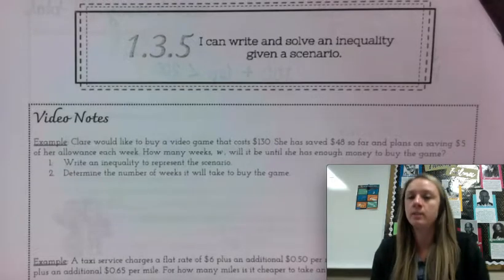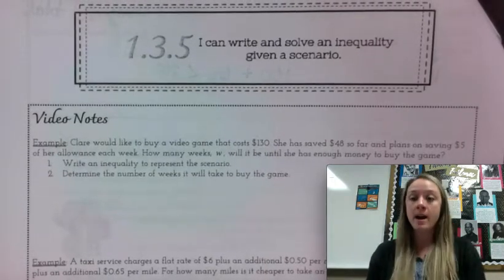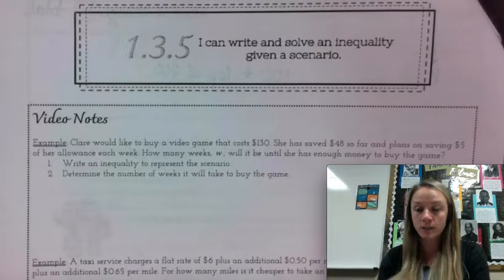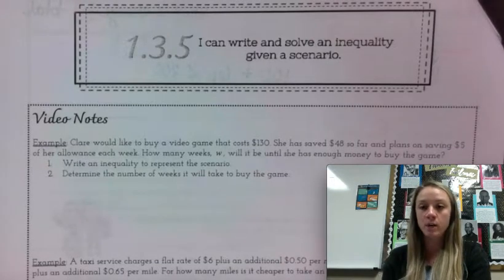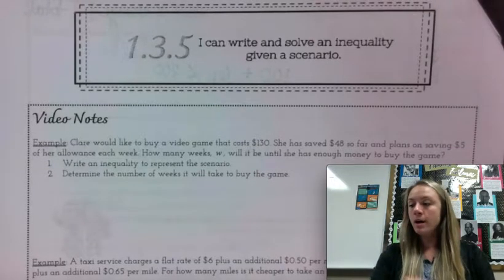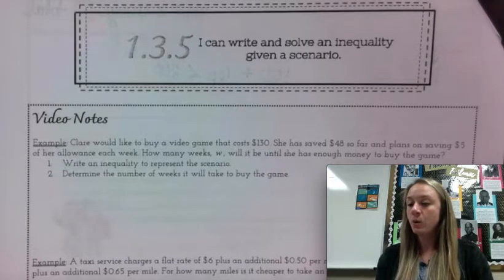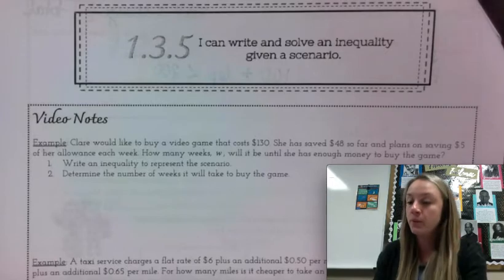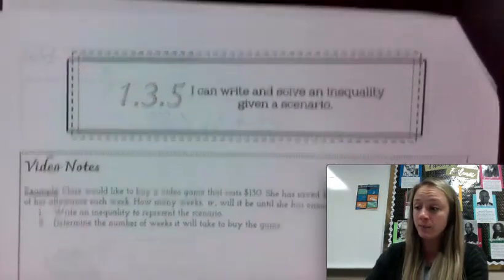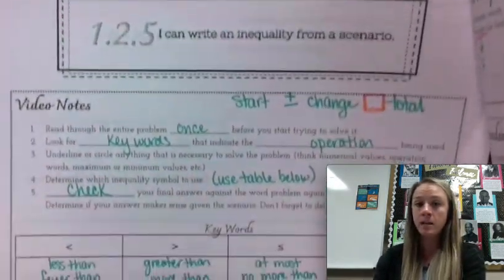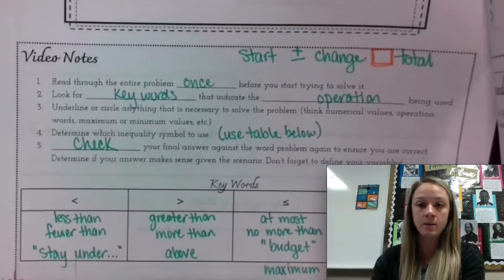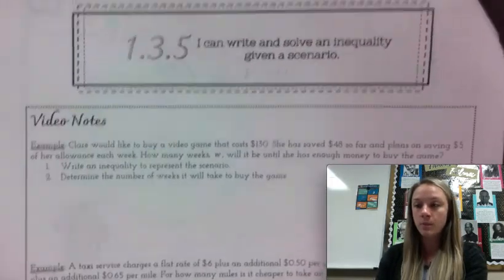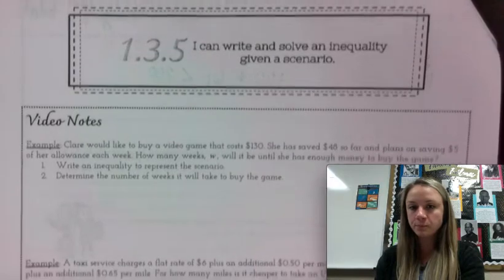So for this learning target, we might have to flip back to 1.2.5 to look at those key words so we know which inequality symbol to use. The only difference is that instead of writing it, we need to write and solve. So the same steps as we did before. So if we look back here, those same steps, those same keywords. What we're doing now, we're just then solving it.